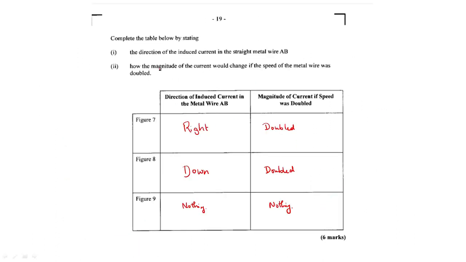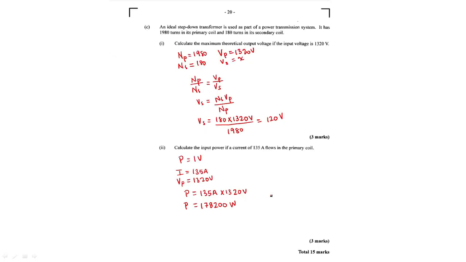So after we already went through this, we said complete the table below by stating the direction of the induced current in the straight metal wire in A and B. Metal wire AB. So in figure 7, the current will be going right, and in figure 8, it will be going down, and in figure 9, no current, nothing. And it says the magnitude of current if the speed was doubled, it would double for both, nothing for 9, nothing will be produced if it's moving along those lines.